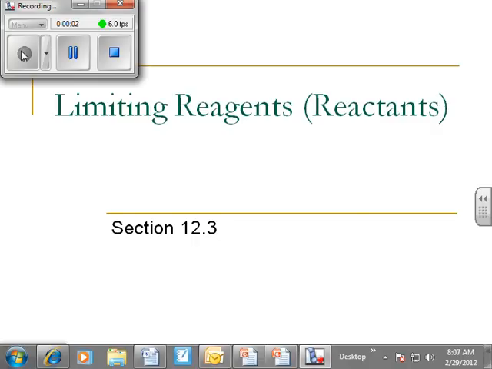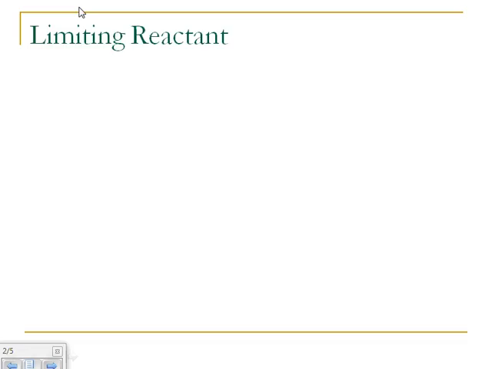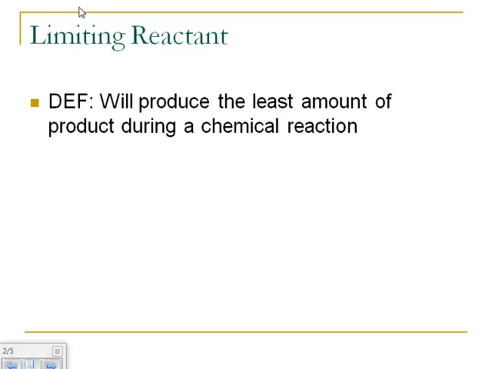This is a presentation on limiting reactants, also called limiting reagents, section 12.3 of the books. Let's take a look at the definition for a limiting reactant. A limiting reactant will produce the least amount of product during a chemical reaction. So it's going to limit the amount that is made.